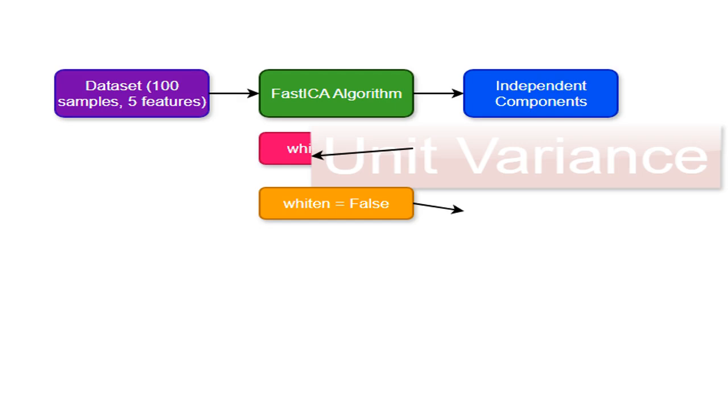Setting "whiten equals false" skips the pre-processing step, making the computation quicker. However, it means the resulting components might have different variances. Think of it as a trade-off between speed and standardized output.